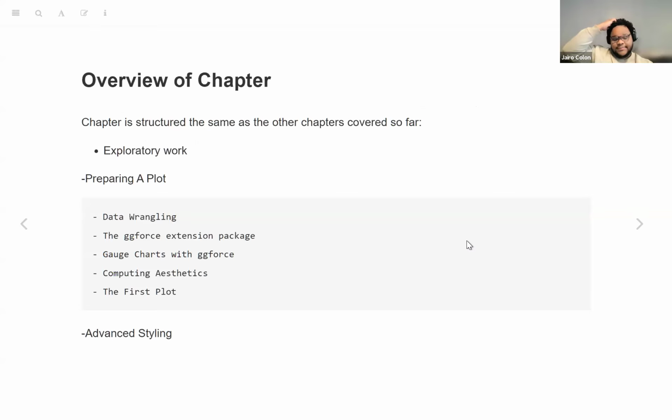So the overview of the chapter is pretty similar to the other chapters we've covered so far. She has an exploratory section where she's just looking at the data and making a decision, and then she goes into actually preparing the plot and then doing the data wrangling and setting the basic plot up before doing some stylistic changes. And then the final section is just about tweaking the way it looks to get it nicer and exactly how she wanted.